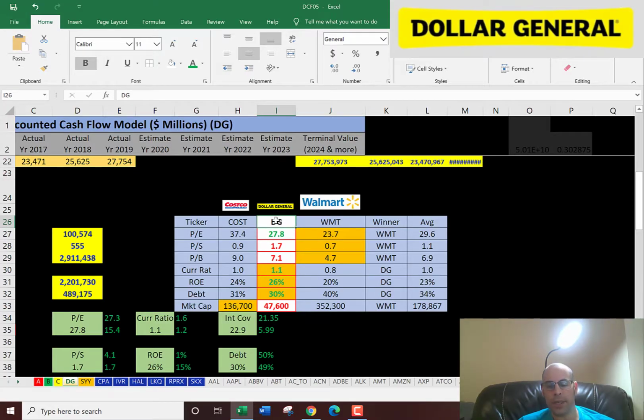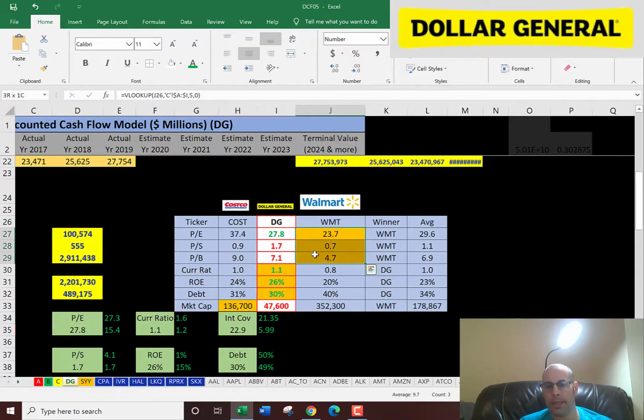Dollar General is here in the middle. If it's green, the number, that means they're better than the average. If it's red, they're worse than the average. So all three companies have a high PE, probably because the price of the stock has come up so much in recent months. It makes the ratios, especially the PE ratio, look much worse. But they are better than the average, Dollar General. They're worse than the average in price to sales and worse in price to book. But they're all pretty weak in price to book.